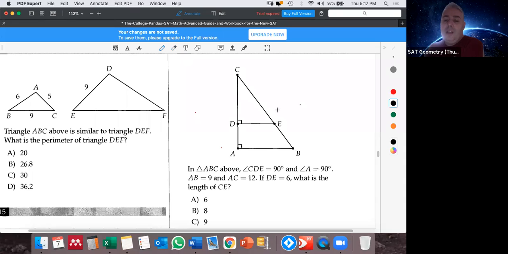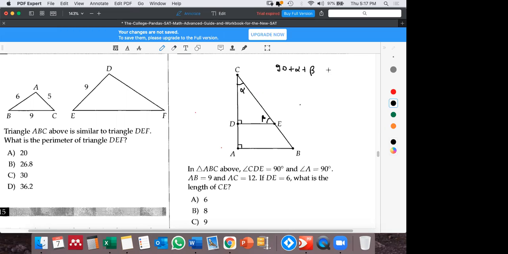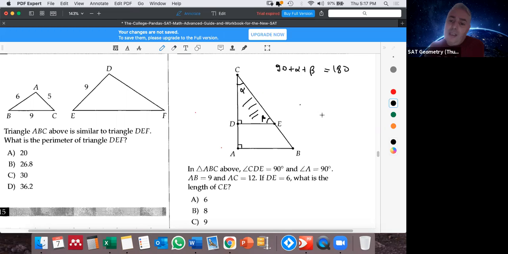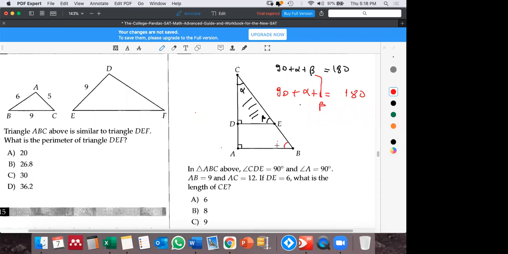First of all, this is 90 degrees. If I call this alpha, and this one beta, then the total is 180. Is it true? 90 plus alpha plus beta is 180. Yes, for this triangle. When you look at the big triangle, 90 here, alpha here, the total must be 180. For that reason, what should this be? Beta, yeah, same thing.